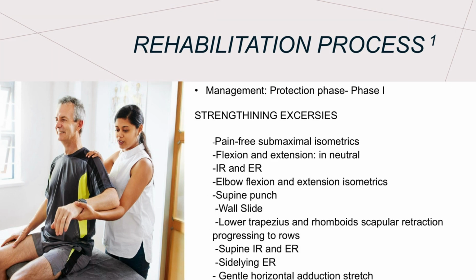Some exercises can be submaximal isometrics, internal and external rotation, elbow flexion and extension isometrics, wall slide, supine internal and external rotation, elbow flexion and extension in neutral for the shoulder, and also horizontal abduction and stretch.